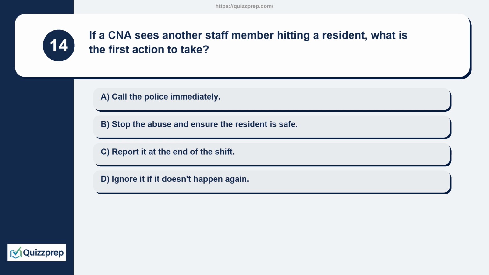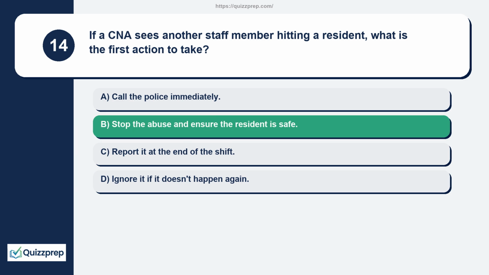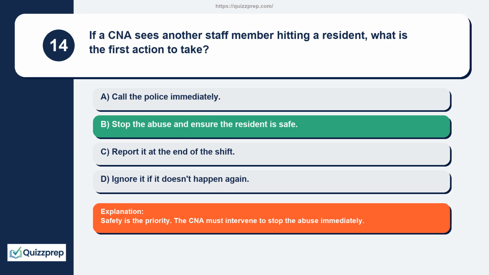Question 14. If a CNA sees another staff member hitting a resident, what is the first action to take? Call the police immediately, stop the abuse and ensure the resident is safe. Report it at the end of the shift. Ignore it if it doesn't happen again. Safety is the priority. The CNA must intervene to stop the abuse immediately.